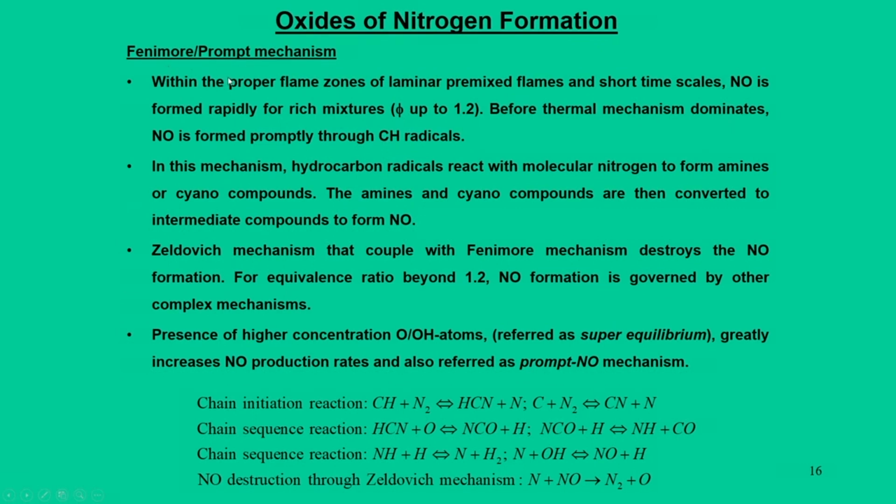Here you have to see that this formation happens mainly at equivalence ratios up to 1.2. If you try to map this to a combustion process, you can correlate that they are in the zone of laminar premixed flames, and during this process there is formation of hydrogen cyanide and NCO. These two we call chain initiation and chain sequence reactions, and these reactions finally give rise to NO formation.